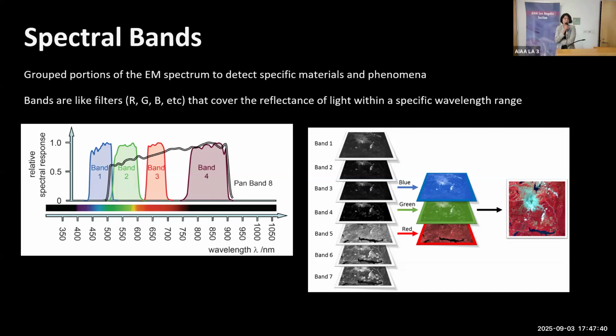Spectral bands are grouped portions of the electromagnetic spectrum used to detect specific materials and phenomena. Bands are like filters, so you can think of red, green, and blue, the independent colors of the visible spectrum, as their own bands. In the picture on the right, you can see there are three bands: one blue, one green, and one red. What satellite data processing sensors do is take each band and combine them together, effectively making a band combination to create a visible image.